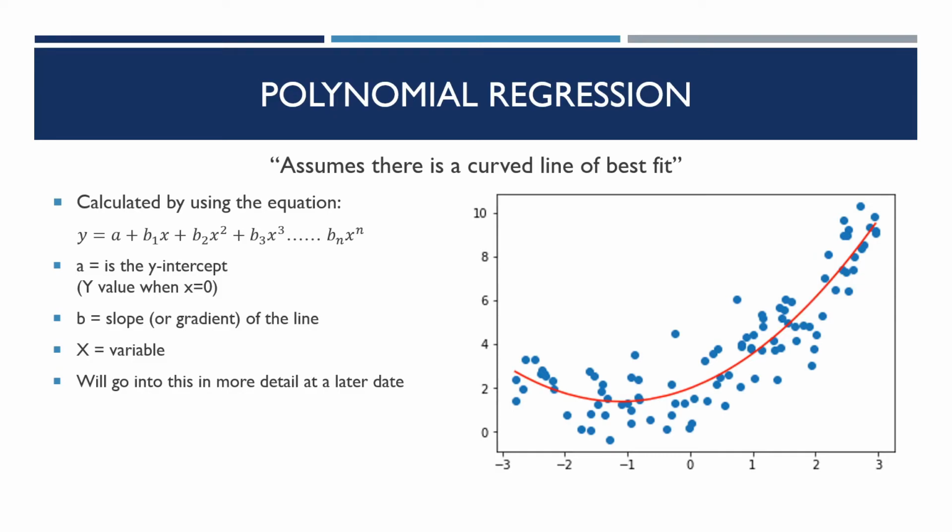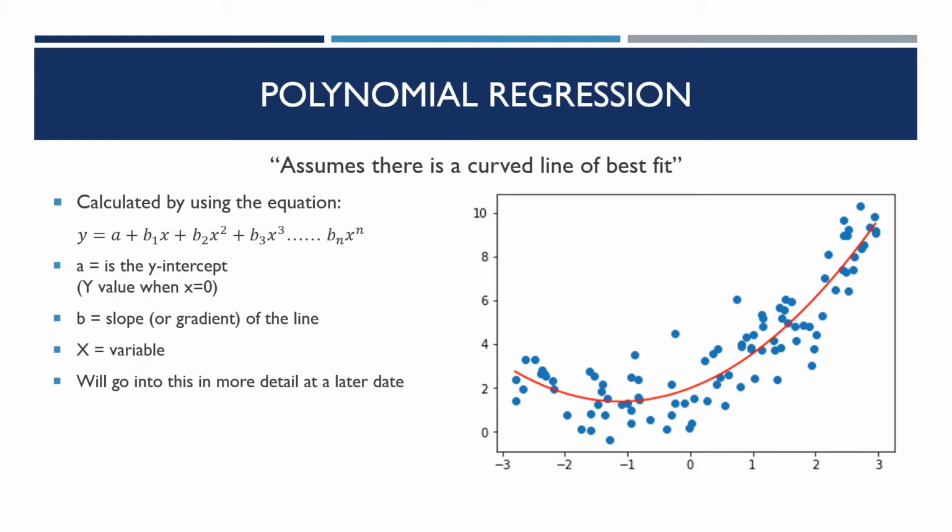This can be calculated by using the formula y equals a plus b1x plus b2x squared plus b3x cubed, and so on and so forth, where x is a variable each time, and a is the y-intercept again, the y value when x is 0. And this assumes a curved line of best fit. Notice here that unlike the constant gradient we have in linear regression, we have a continuously changing gradient because it's a curve.